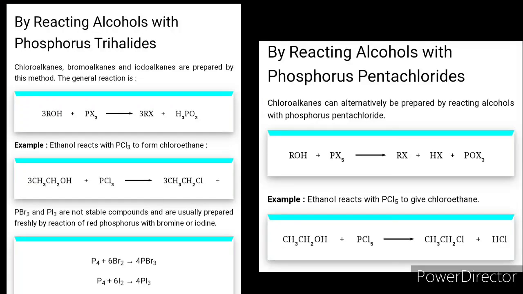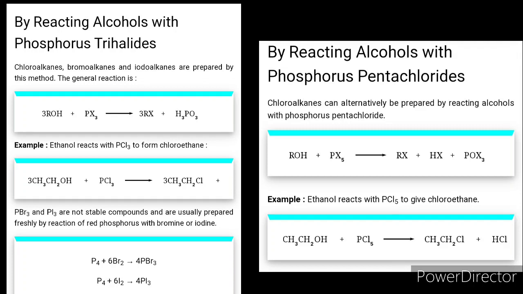Now let us do the second method of preparation, that is by the action of phosphorus halide. Let's see. In this there are further two different methods. First is by reacting alcohol with phosphorus trihalide. In this, chloroalkanes, bromoalkanes and iodoalkanes are prepared by this method. The general equation is given in the slide.